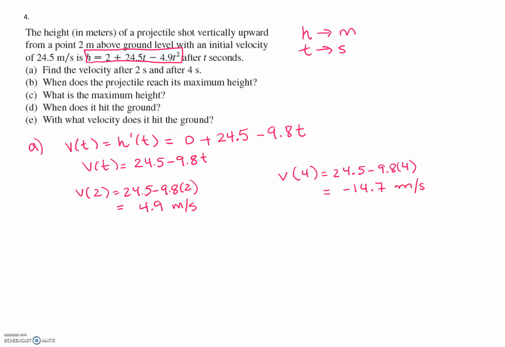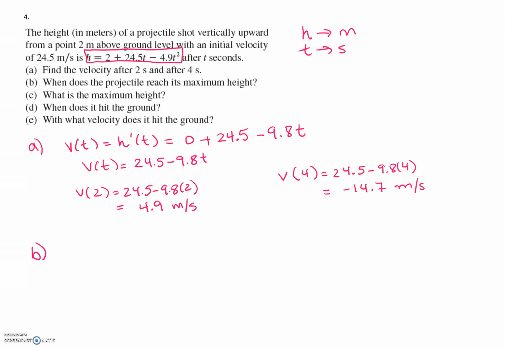So 2 seconds later, the velocity is 4.9 meters per second, so it's gaining 4.9 meters every second. And 4 seconds later, I guess it's on its way down, with negative 14.7 meters per second. Part B says, when does the projectile reach its maximum height?